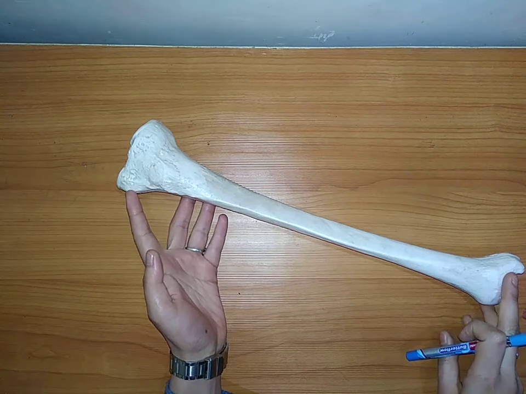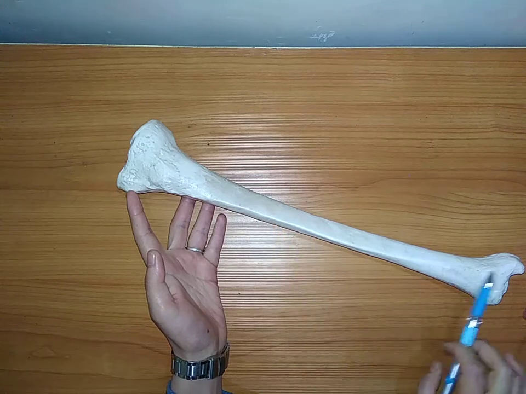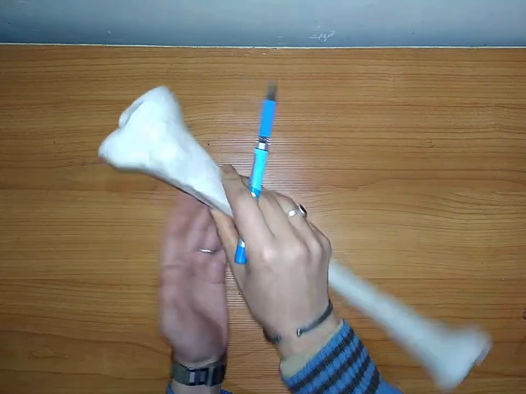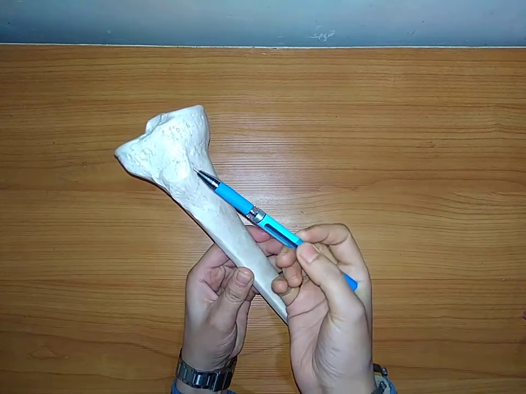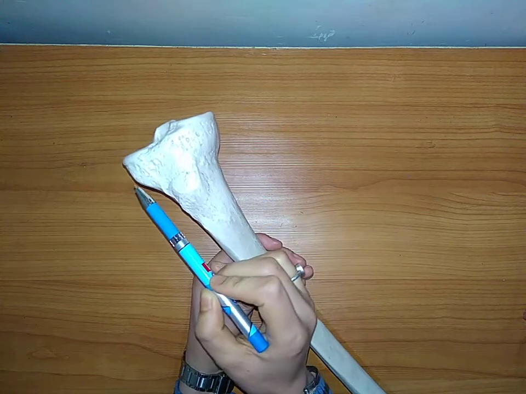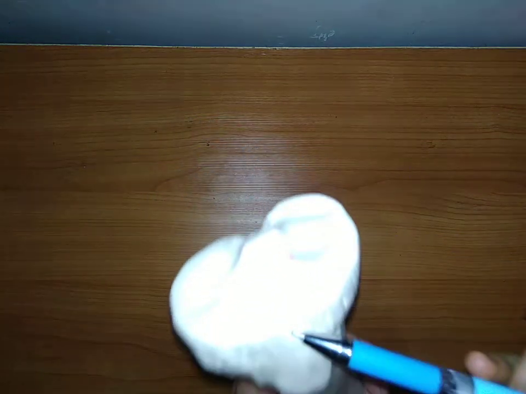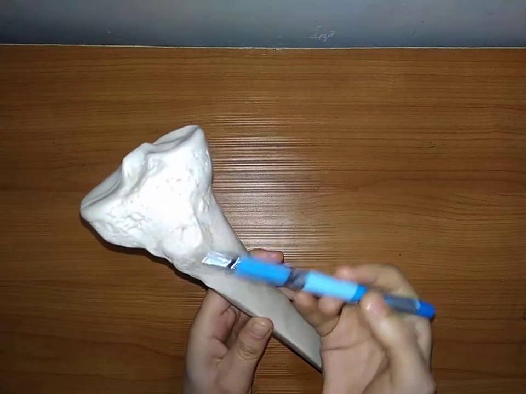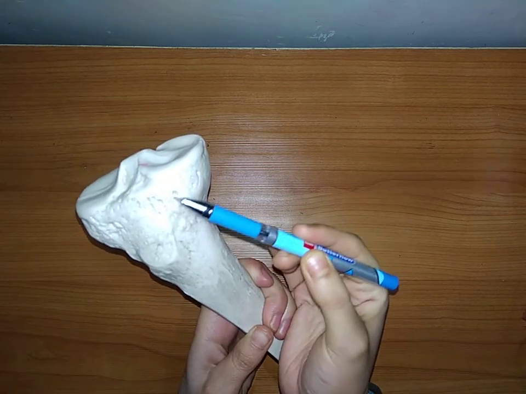Now its features. The tibia has an upper end, a shaft and a lower end. This is the upper end of the tibia. As you can see, this upper end has condyles. This is the medial condyle. This is the lateral condyle. This is the tuberosity, and this is the intercondylar area. So the upper end has the medial condyle. Firstly, we will discuss the medial condyle.